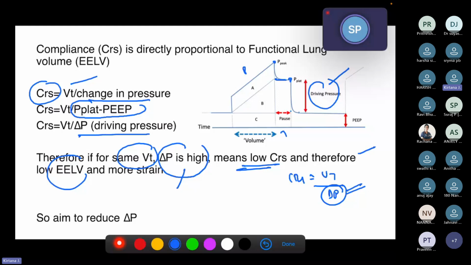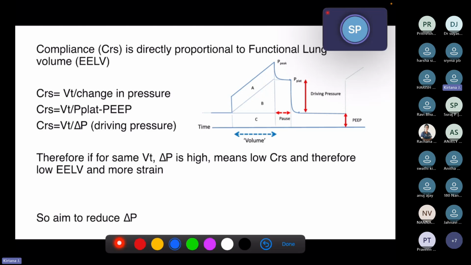Therefore, instead of just looking at the tidal volumes, what we also have to start looking at is the driving pressures, because your driving pressures are a better estimate of your volume trauma and of the dynamic strain that you are causing to your patients.